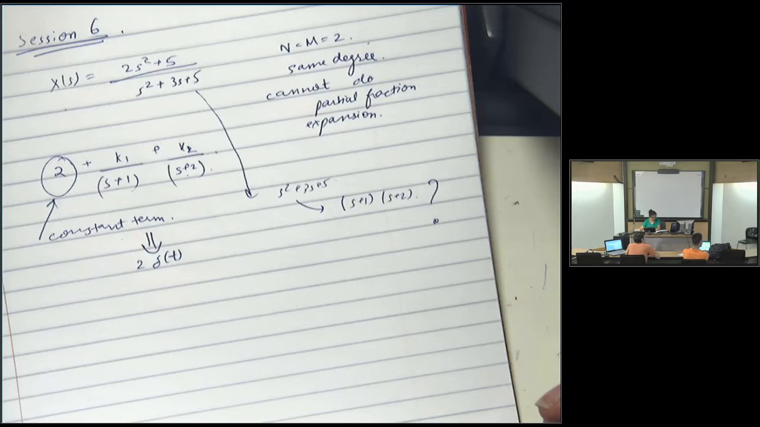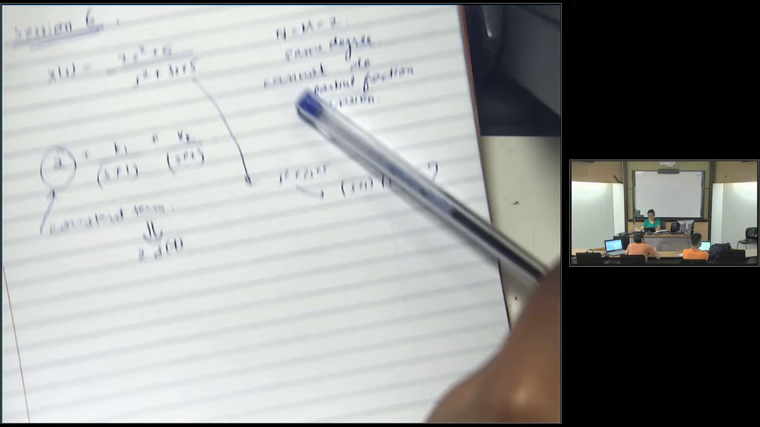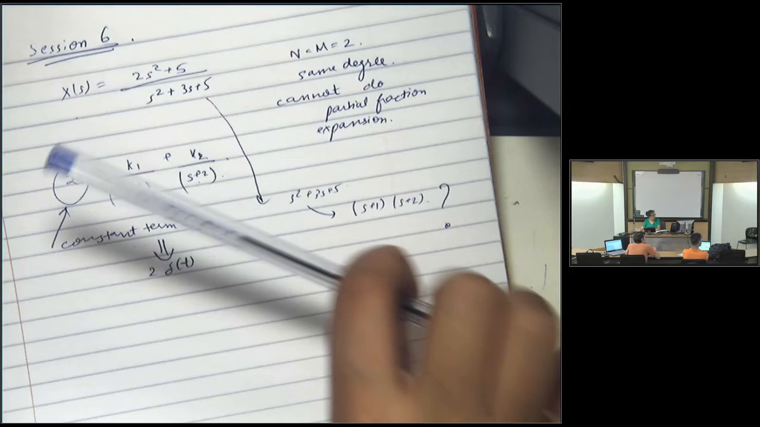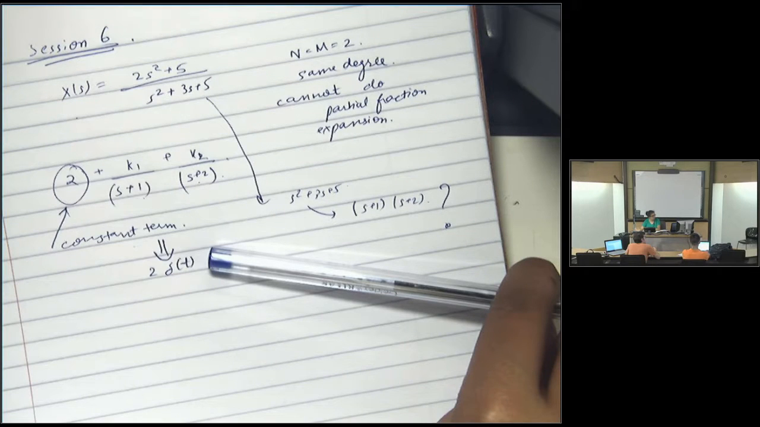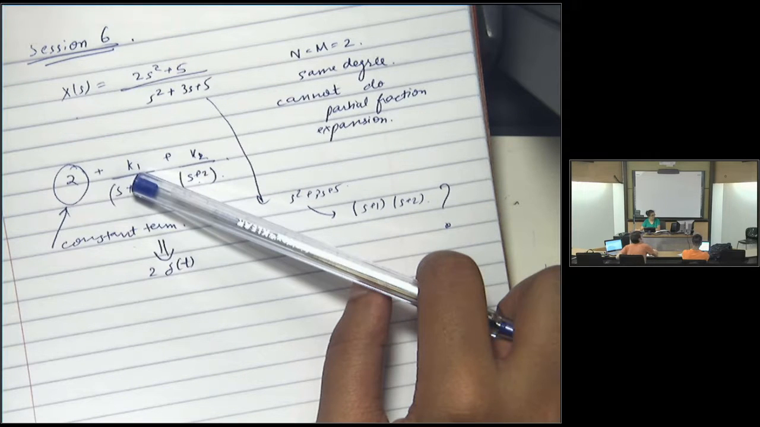Okay. So that's the case when you have the same degree. You'll always have a constant term, and that will always translate to a direct delta in the time domain. And this is a small technique of how to get this expansion.